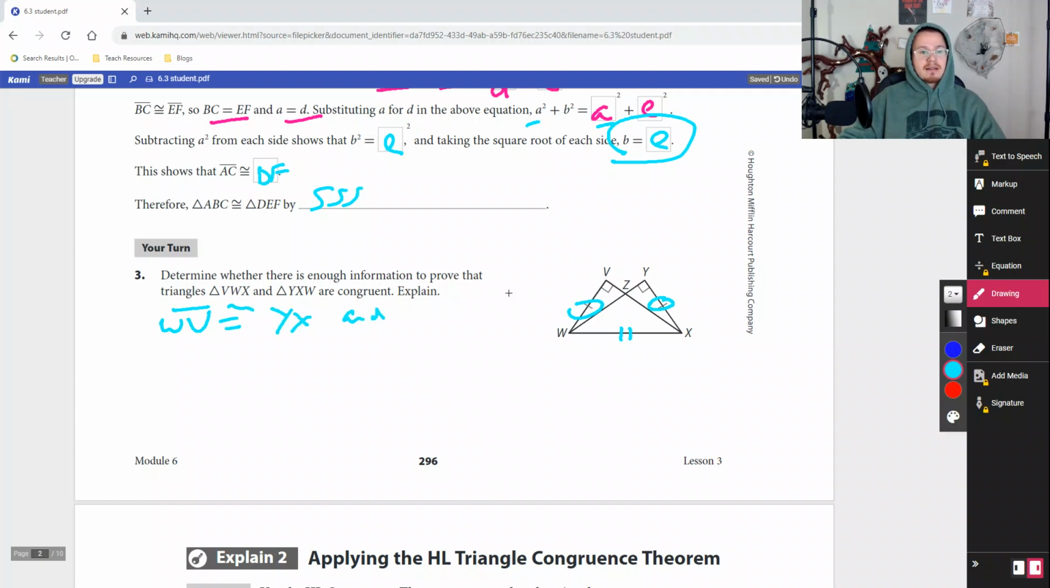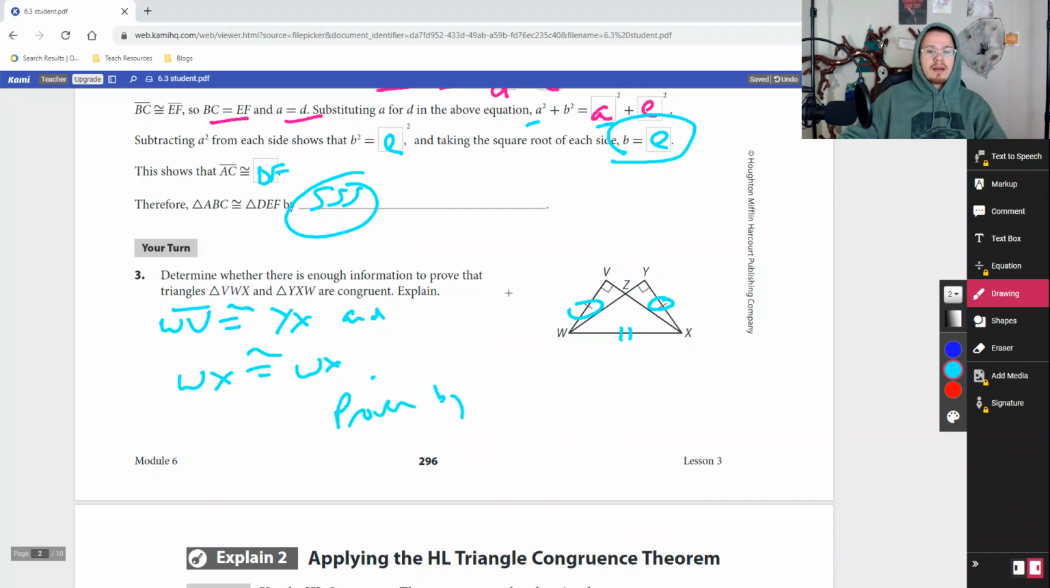And you can say that WX is congruent to WX via the reflexive property of congruence. So therefore, the triangles will be congruent by the HL because you have the leg and the hypotenuse, and that's true, and we proved that using SSS. So you don't have to go all the way through. Now, if you didn't trust it and you had numbers, you could actually prove this. But right now, you just got to say proven by HL, right?